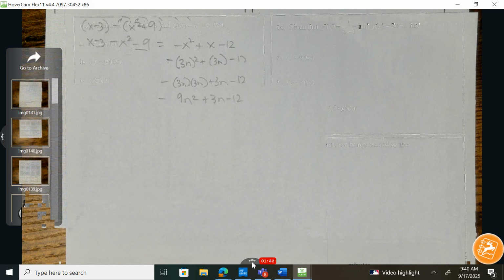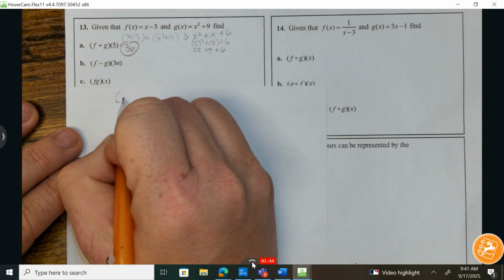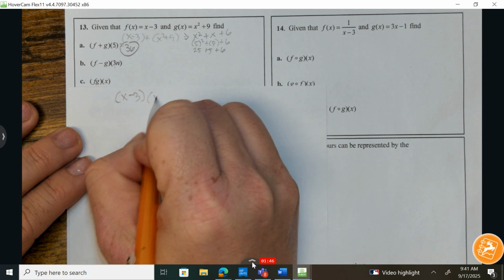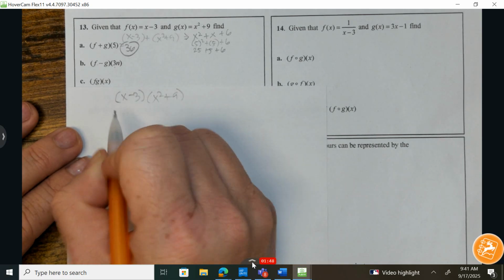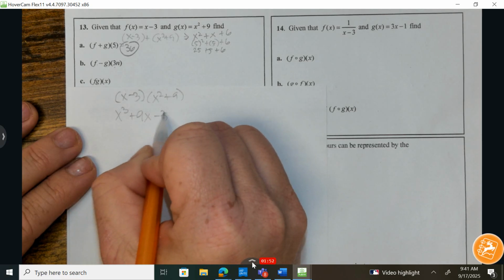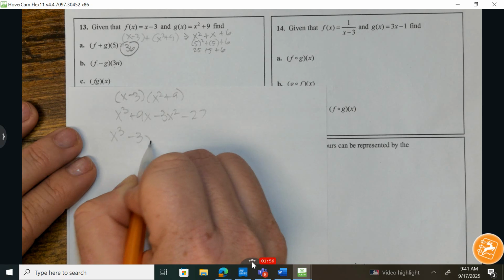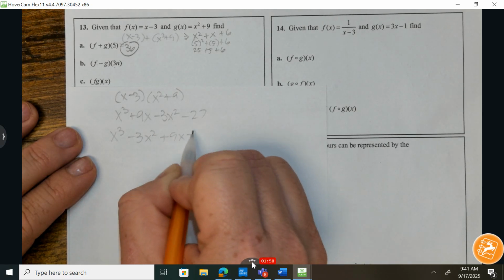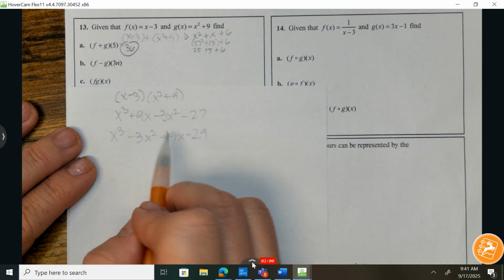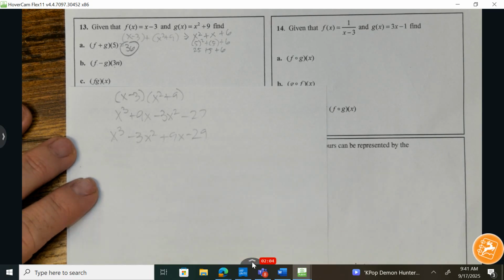When I look at part C, I am multiplying these. So I'm going to take f times g. How am I going to do that? I'm going to FOIL: front, outside, inside, last. And then I'll write it in order. And now I would go back and replace every x with an x. Well, that doesn't change anything. So this is what I have for an expression.